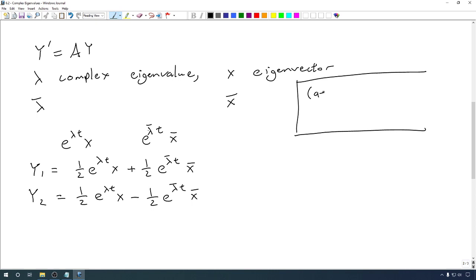When you take a plus bi and you add it to its conjugate a minus bi, what happens? Well, the bi's cancel each other out. We're left with 2 times a. That's why we have the 1/2s in here, because when we add these together we get just the real part, the a, but then we divide by 2 to leave the a. So this is what we call the real part of this function.